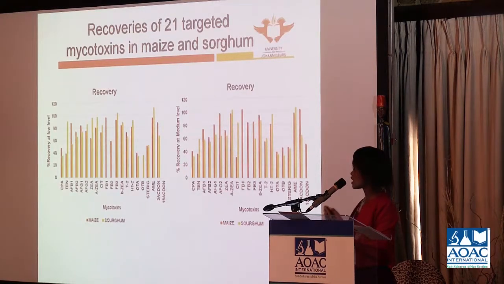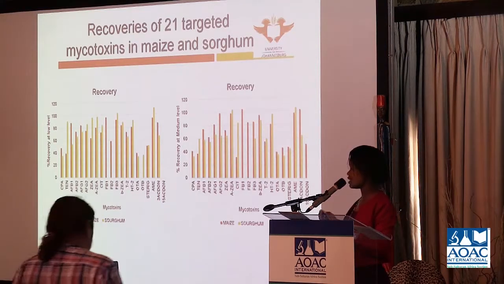Okay, I did 3 levels: recovery at low level and recovery at medium level. So at low level, it was detected that aflatoxin, FB1, which is fumonisin B1, and fumonisin B2 in sorghum were not detected, as well as 15-acetyl. And then on the second level, the samples were spiked with 50 ppb. The FB1, FB2, and 15-acetyl were also not detected in sorghum.